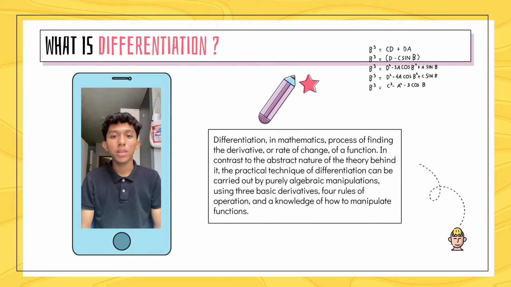Differentiation. In mathematics, it is the process of finding the derivative or rate of change of a function. In contrast to the abstract nature of the theory behind it, the practical technique of differentiation can be carried out by purely algebraic manipulation, using three basic derivatives, four rules of operation, and a knowledge of how to manipulate functions.